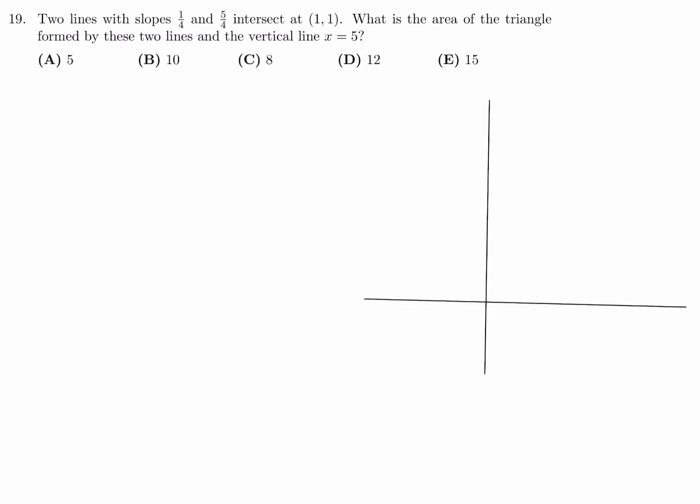So the first one is x equals 5, so that's easy. We'll just draw a line approximately here representing x equals 5 on the x-axis, obviously. And then now we have to draw these lines. So the first one, the slope is 1/4, so 1/4 x plus some b1. And then the second one, the slope is 5/4, so 5/4 x plus some b2, we'll call it.